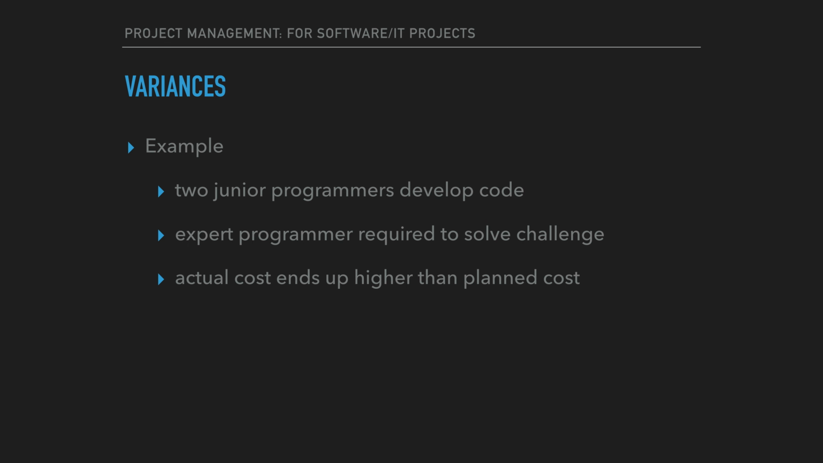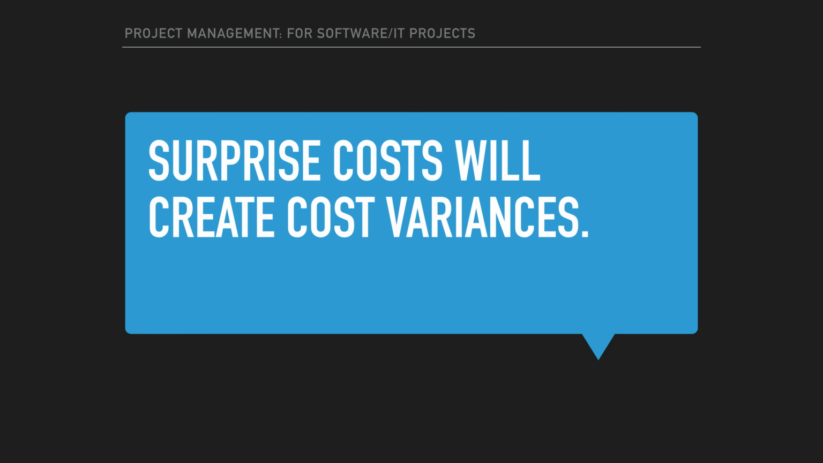Or perhaps one of the junior programmers quits and hiring another junior programmer replacement can only be done at a higher wage. These kinds of surprise costs can occur throughout project execution and will create cost variances.